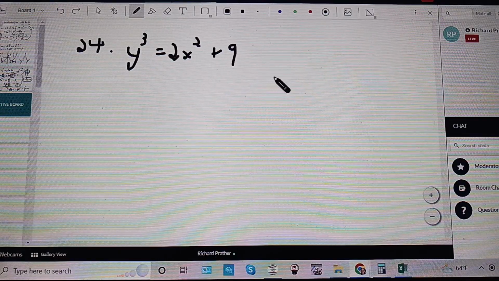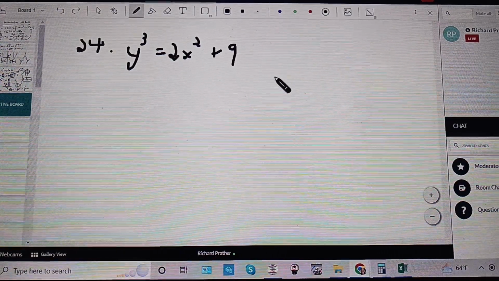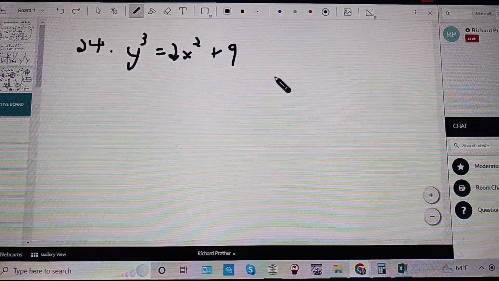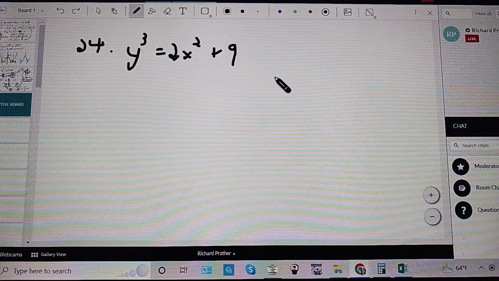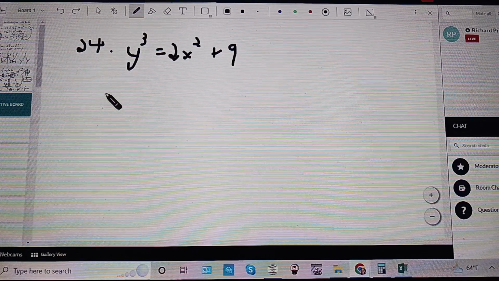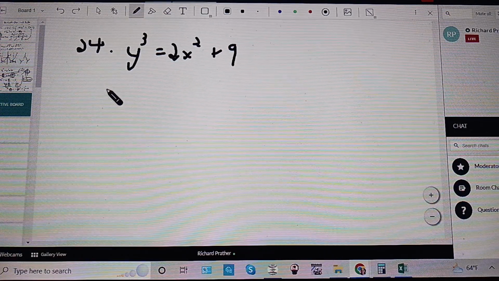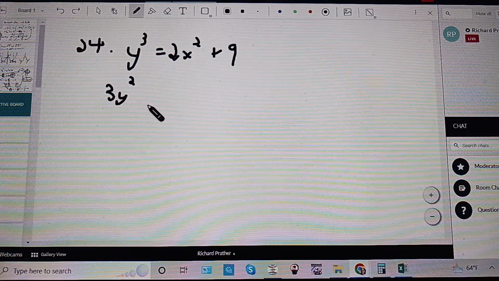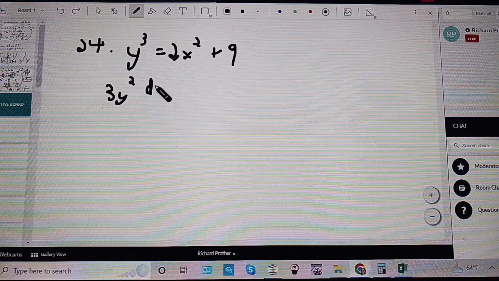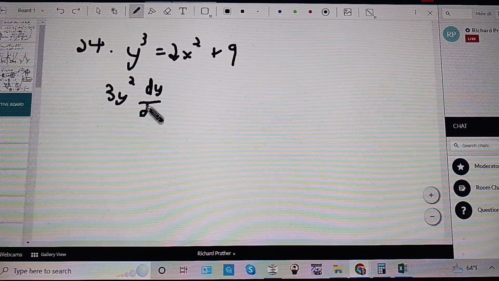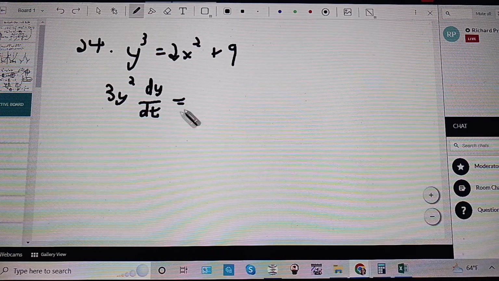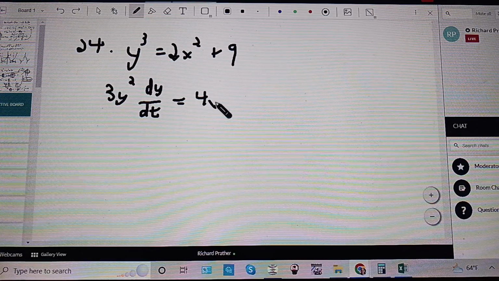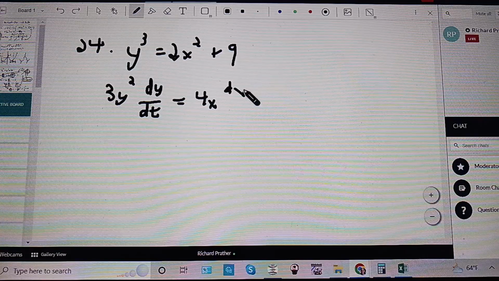So section 6.4 was the previous problem, and there x was the variable of interest. In section 6.5, now some other variable is the variable of interest. Usually it's t. So I'm going to do a very similar thing to the last problem. The derivative of y cubed is 3y squared, just using the power rule. But then I have a dy over dt automatically, since t is the variable of interest. And then I do the derivative of 2x squared, which is 4x, and then that gets a dx over dt.